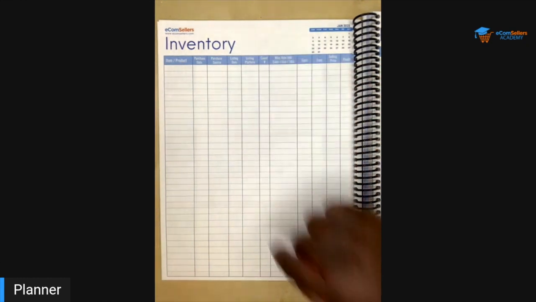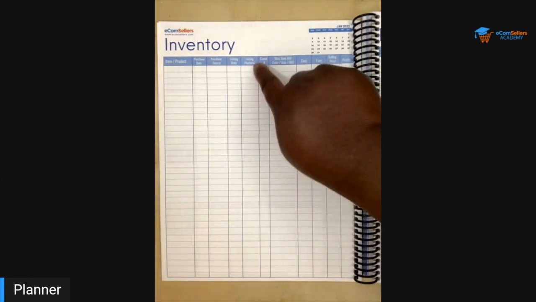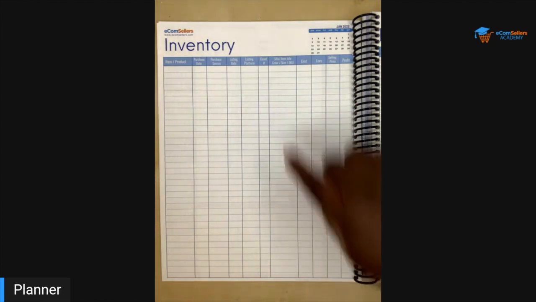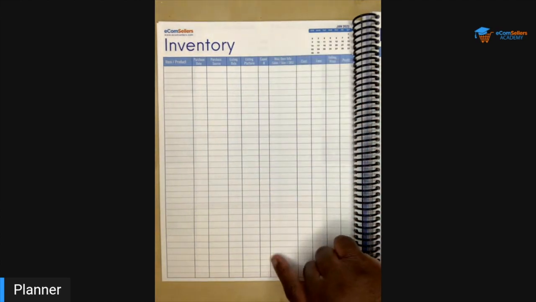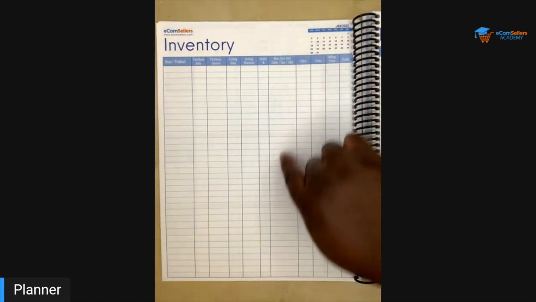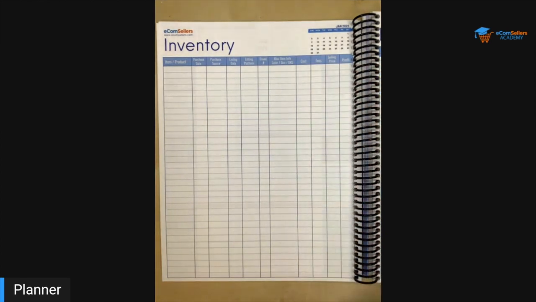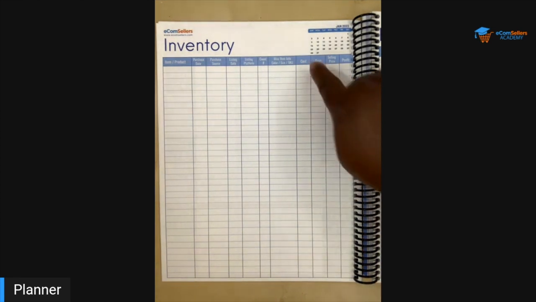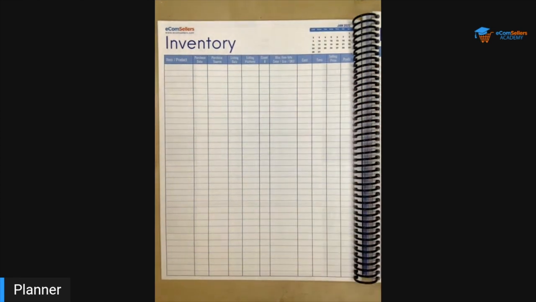The listing date, when did you list it? What platform are you listing it on? The quantity that you have. And then any miscellaneous or helpful information that you want to note about that particular item. It could be color, SKU, size, whatever. The cost of the item, the fees for that particular platform, and the selling price and your profit.